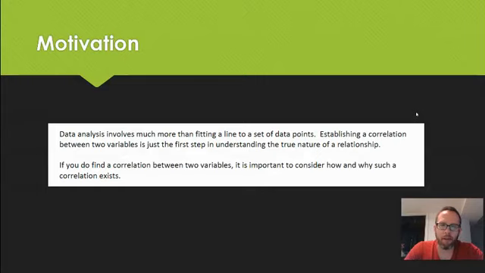But analyzing data involves much more than just finding a line of best fit. And finding a correlation coefficient is just one step in understanding how things are actually related to each other. So just because you find a correlation between two variables, it doesn't necessarily mean that one causes the other. It's important to consider how and why there is such a correlation.